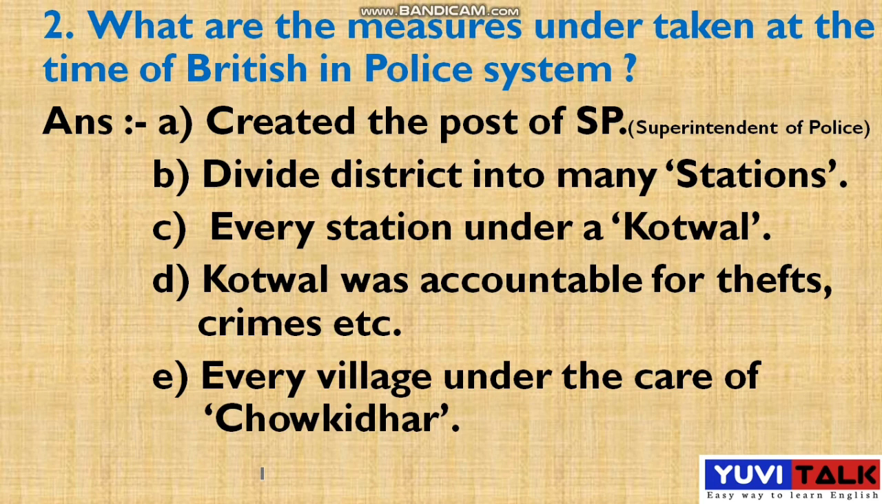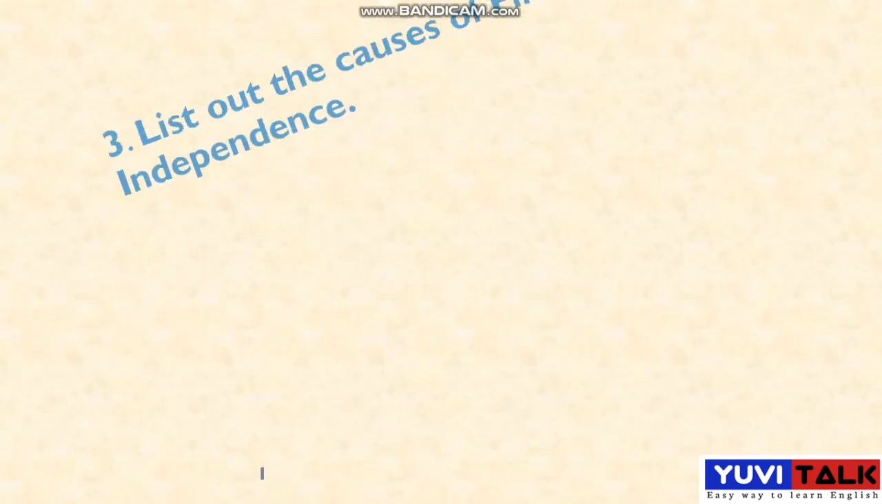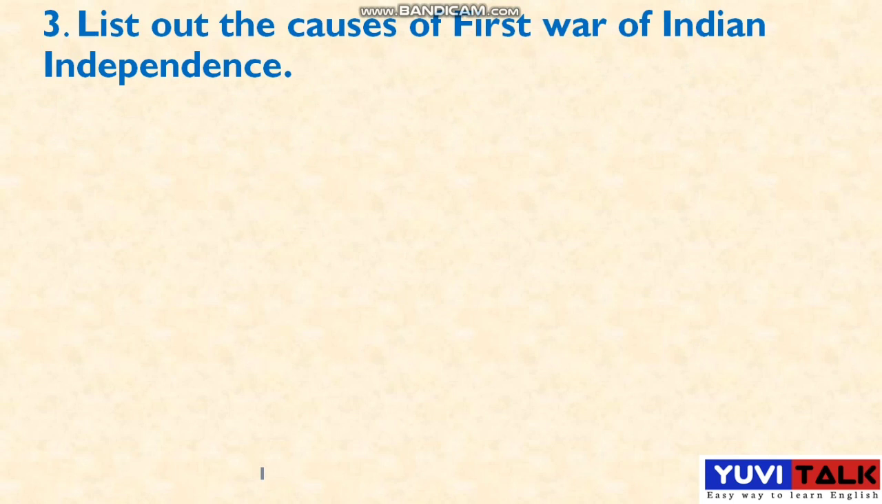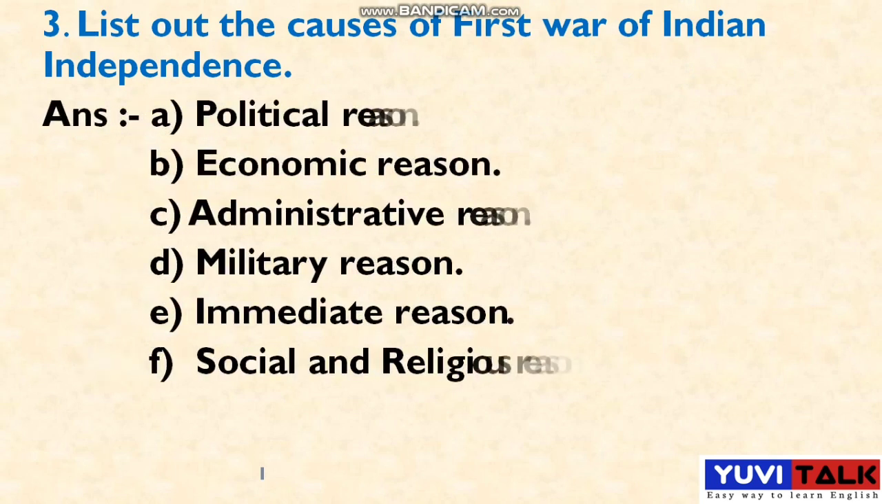Okay, the next question, students, see. The third question is: list out the causes of the first war of Indian independence. What are the causes or reasons for the first war of Indian independence, or what are the reasons for the 1857 revolt? Whatever they are going to ask you, the question is different but the answer is the same. See, what are the causes? There are six reasons here.